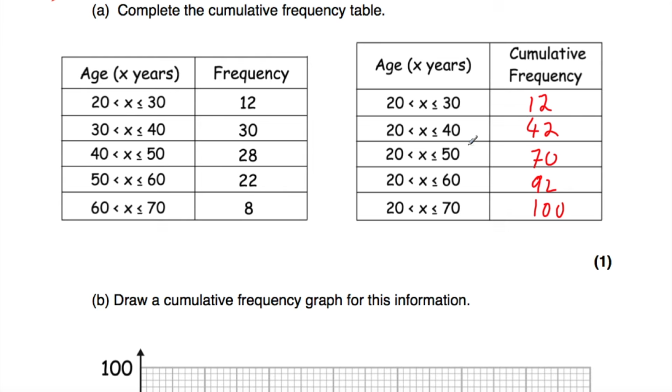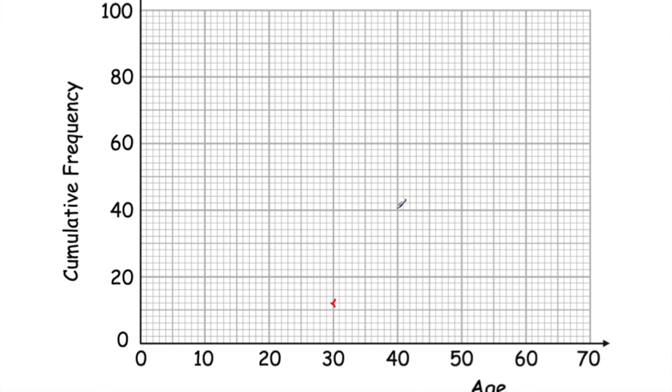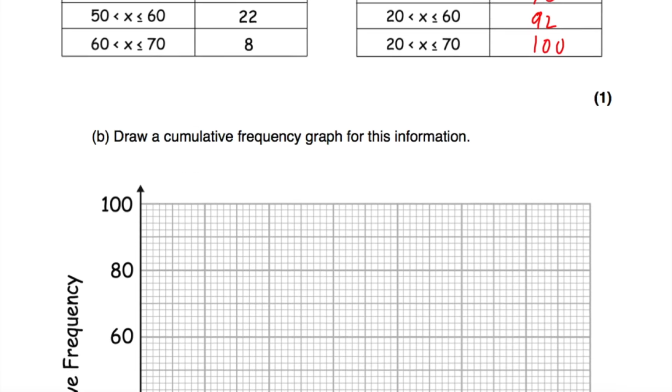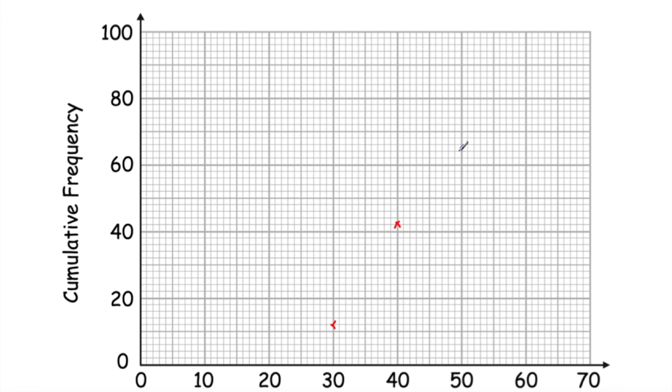Okay, next 40 across and 42 up. So 40 across is here. And 42 up, well, there's 40. And one more box would be 42. Next, we're going to go 50 across and 70 up. So 50 across is here and 70 up will be there in the middle.